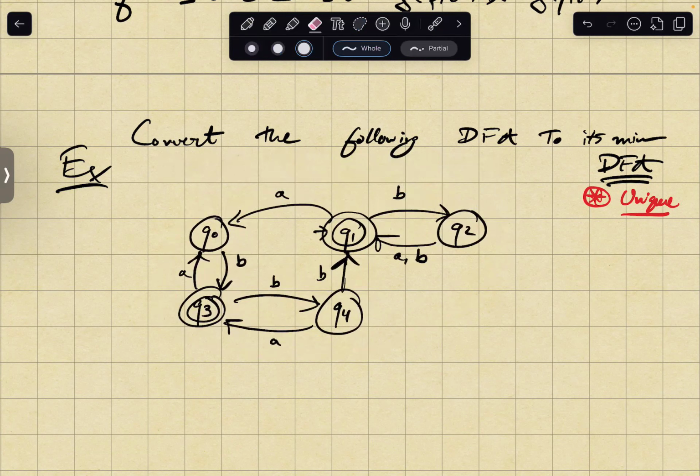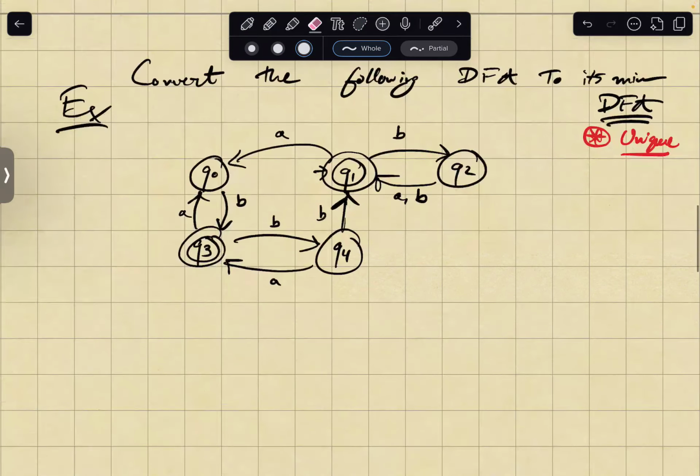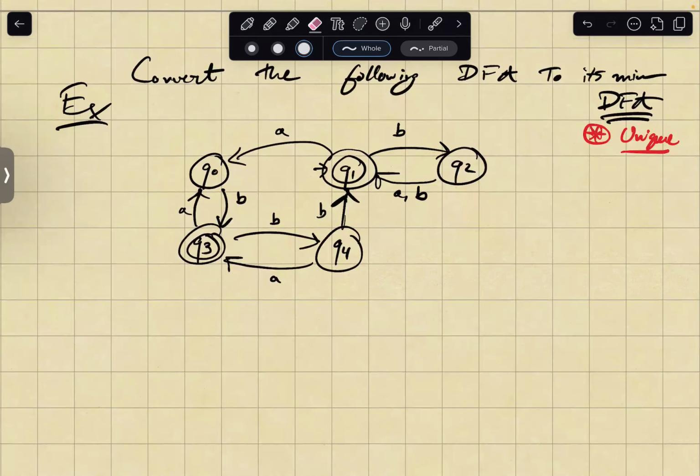Let's see. I'm thinking whether I should give you some time to try it. You guys want some time to try it? No. That's a very, very confident no. Okay. All right. Let's go with the confident no, and let me show you how to go about doing it.